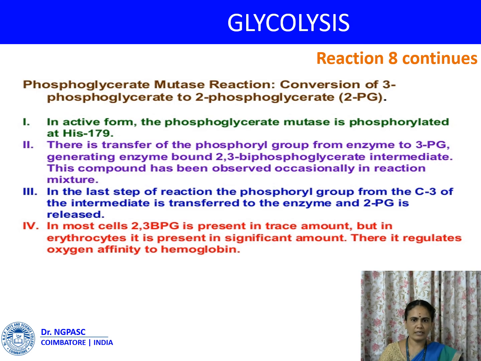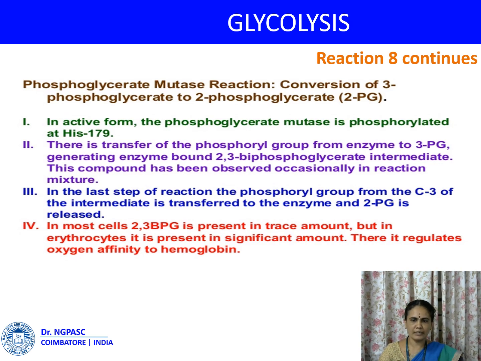In the phosphoglycerate mutase reaction, there is a conversion of 3-phosphoglycerate to 2-phosphoglycerate. In its active form, phosphoglycerate mutase is phosphorylated at the histidine 179 position. There is a transfer of the phosphoryl group from the enzyme to 3-phosphoglycerate, generating an enzyme-bound 2,3-bisphosphoglycerate intermediate. This compound has been observed occasionally in the reaction mixture. In the last step of the reaction, the phosphoryl group from carbon 3 of the intermediate is transferred to the enzyme, and 2-phosphoglycerate is released.